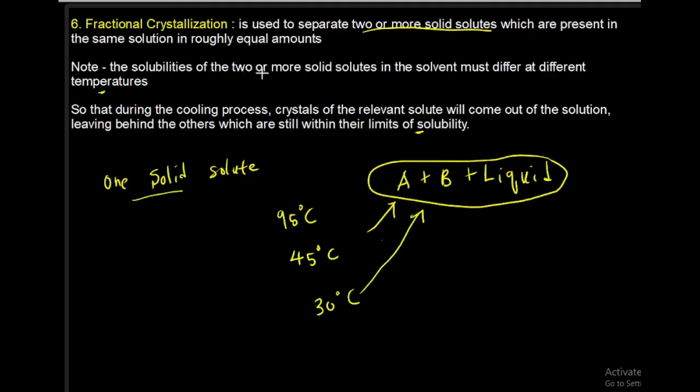The solubilities of the two or more solid solutes in the solvent must differ at different temperatures, so that during the cooling process, crystals of the relevant solute will come out of the solution, leaving behind the others which are still within their limits of solubility.